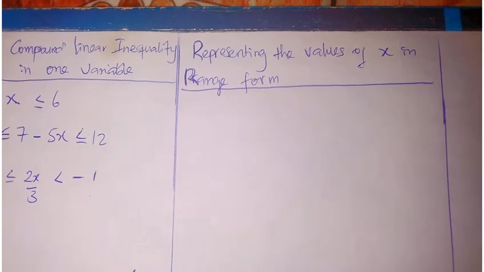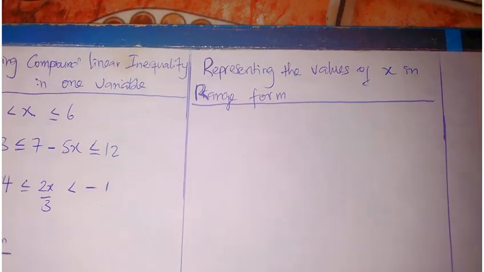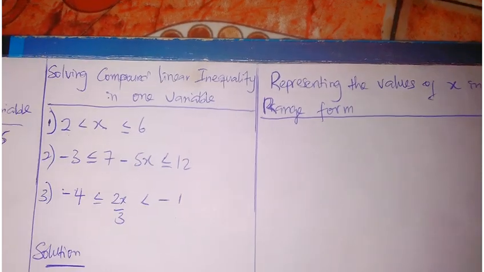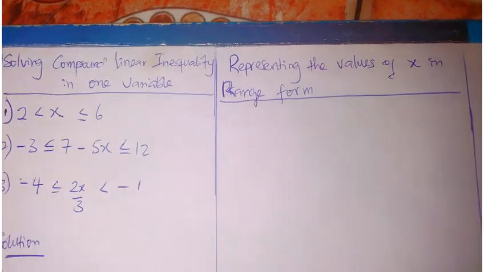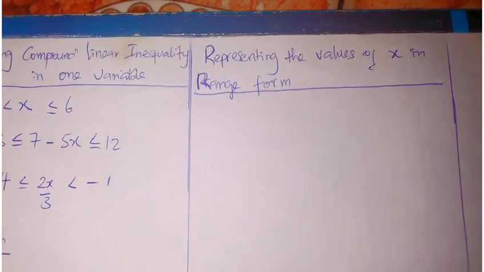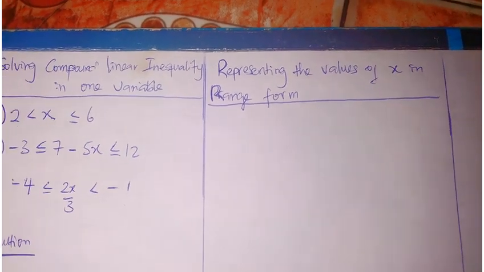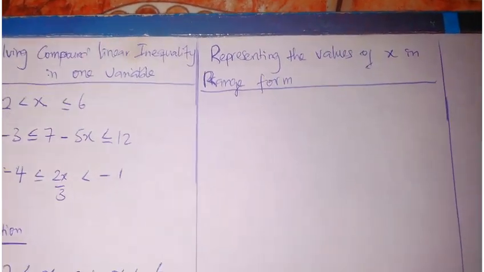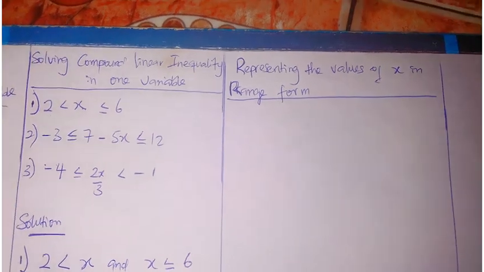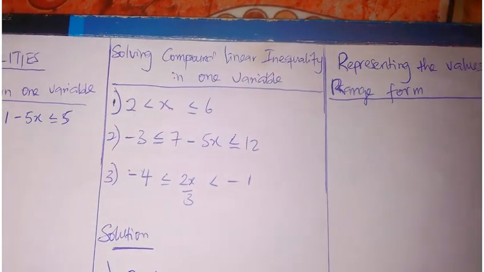Representing the values of x in range form. How do I represent values of x in range form? Most times, to represent values of x in range form is mostly comparing two values, like the highest and the lowest values together. That is range, relatively. Now, mathematically, how do we express it?